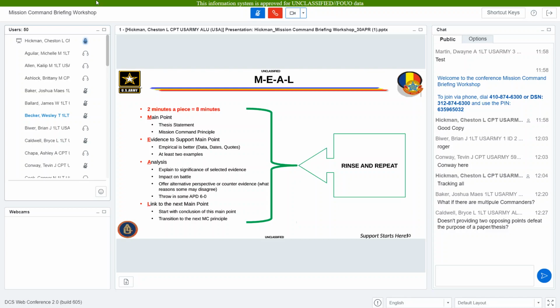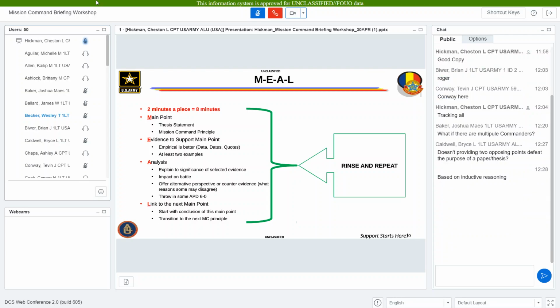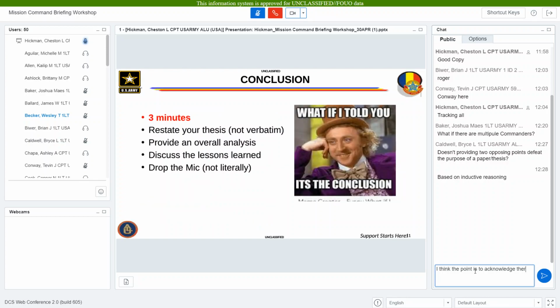It's a smooth transition. So strategically place your mission command principles in a way that it flows throughout the entire brief. Start with the conclusion of your main point and then transition right to the next mission command principle. You do this 4 times, rinse and repeat, and it's going to give you a total of 8 minutes. If you do what I'm telling you to do, I guarantee you that you're going to get at least a 92 or above. If that's not the truth, I promise I'll give you your hour back that it took for these mission command briefing workshops. How about that? Okay, next slide.